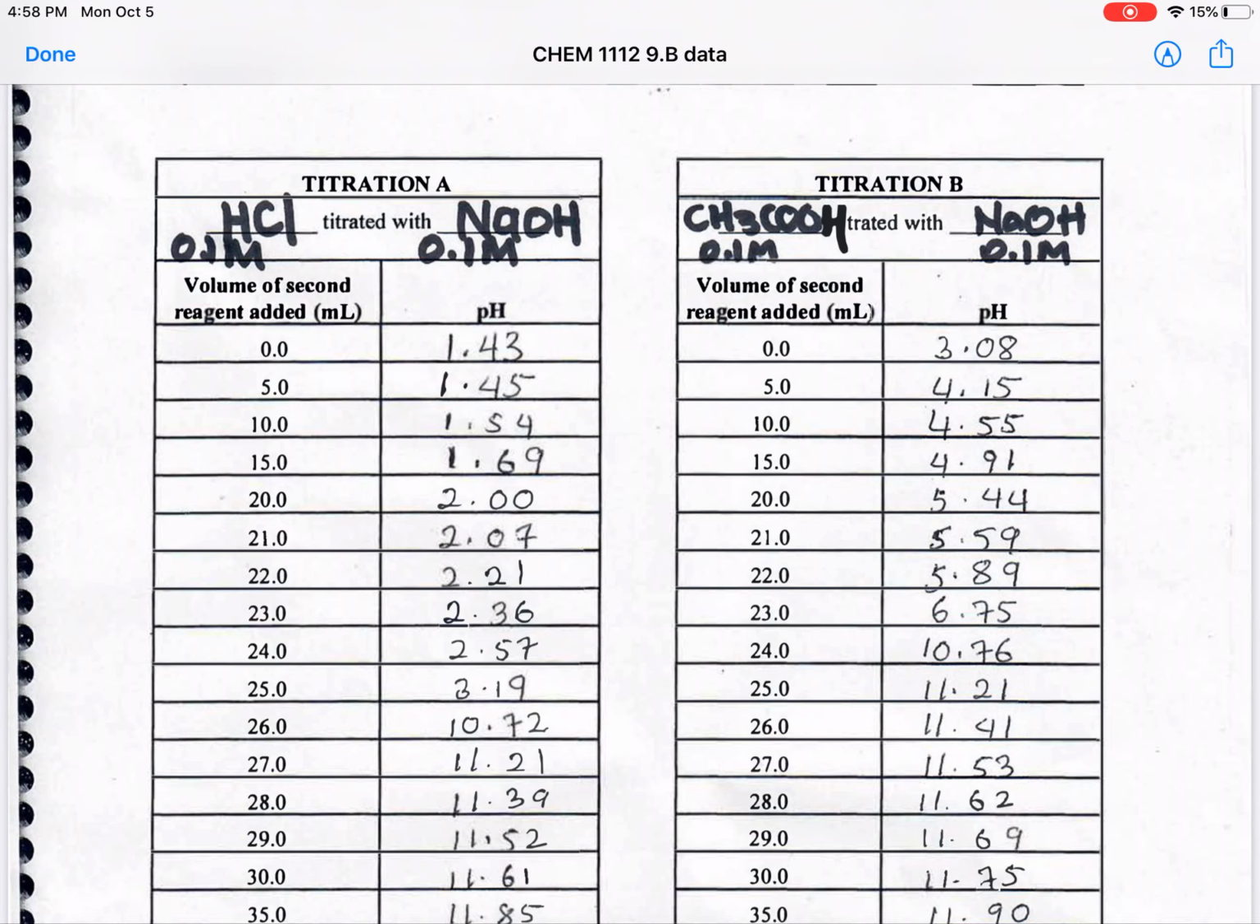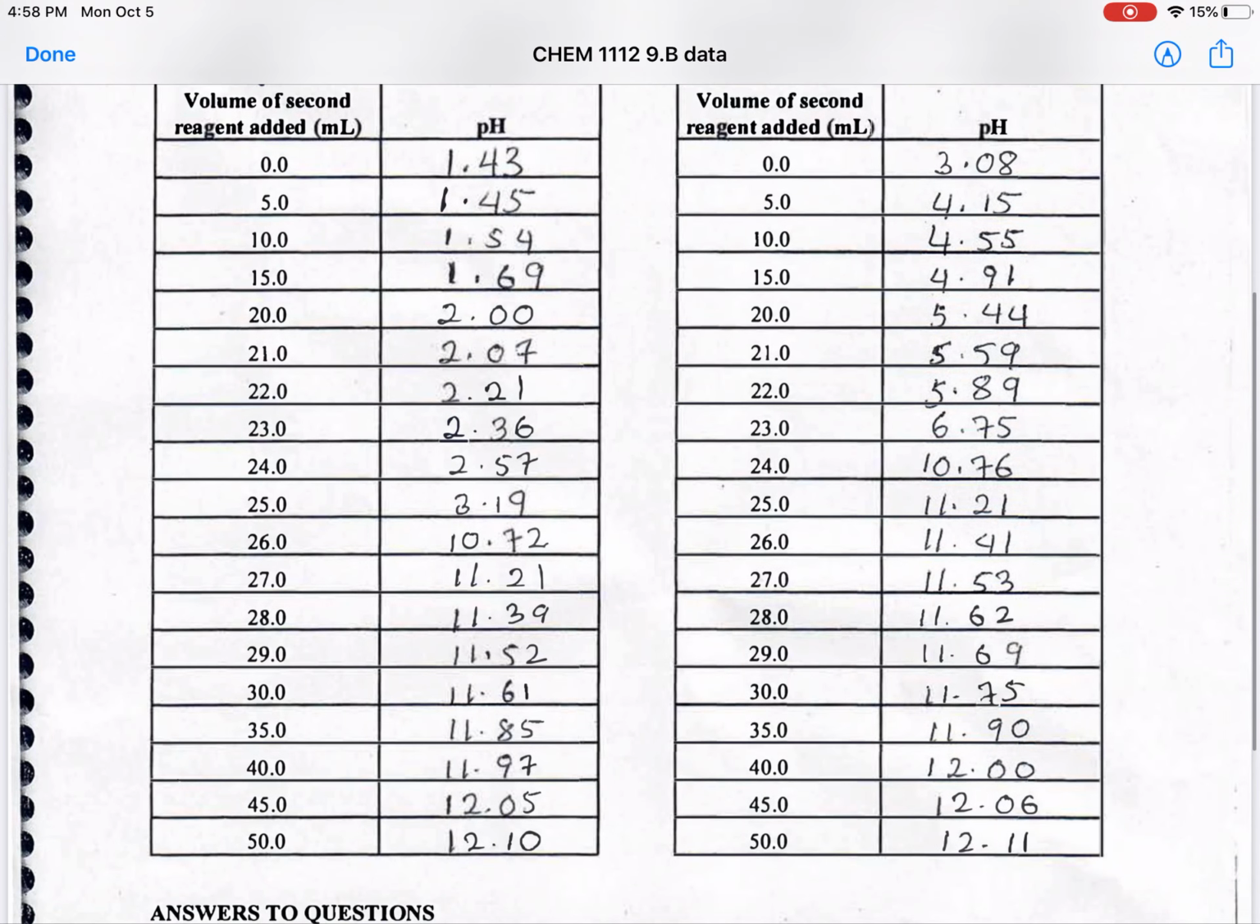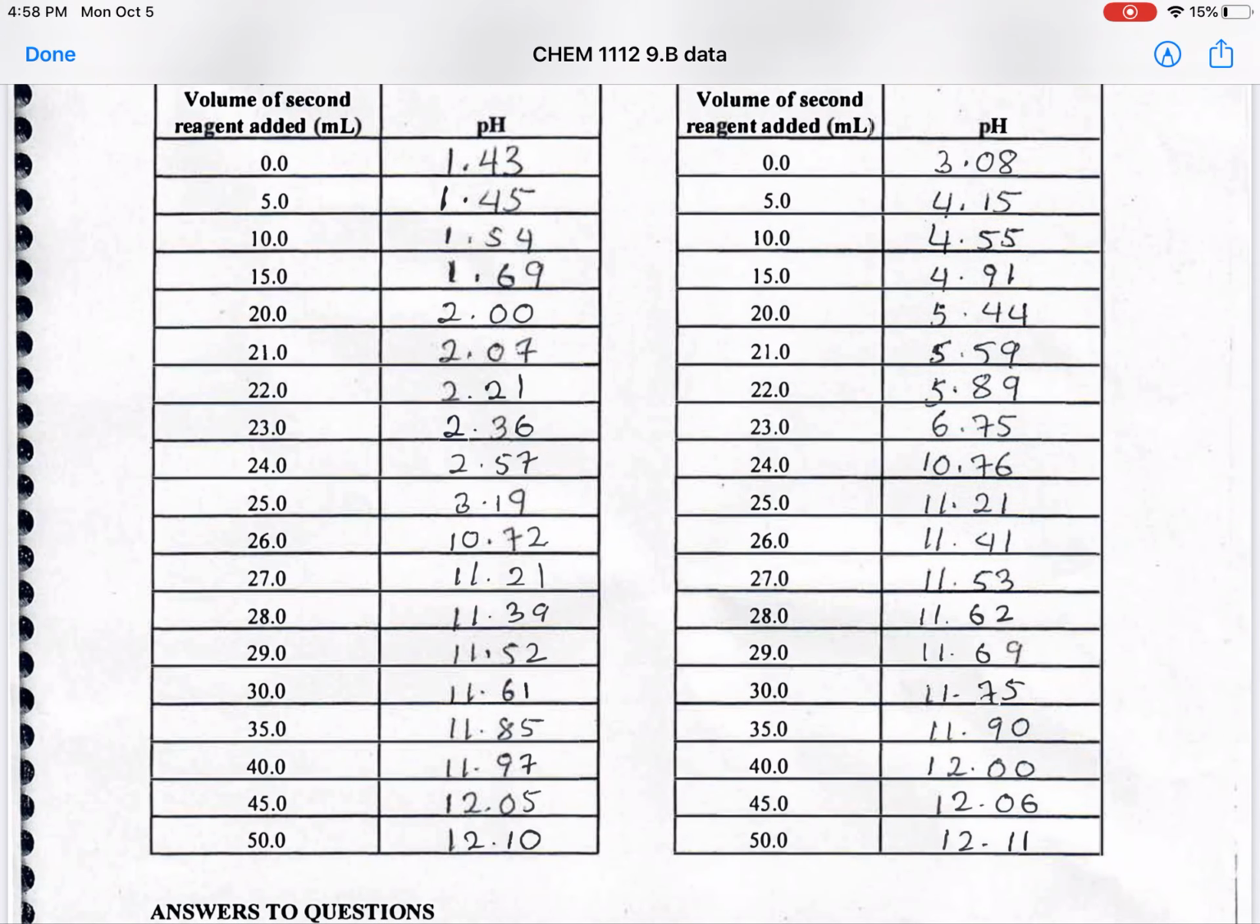And you can see that at 25, pH 3.19, and addition of 1 milliliter, 26, you see the big jump: 3.19 goes to 10.72. And after it jumps, then we know that is the region where the end point has happened. Okay, but we don't know yet what the end point is. We have to draw a graph.